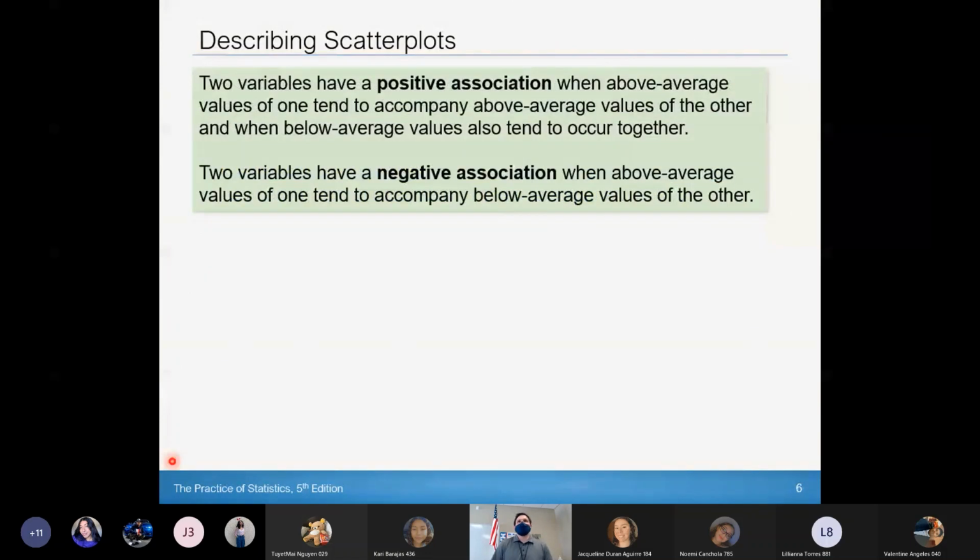Two variables have a positive association when above average values of one tend to accompany above average values of the other, and when below average values also tend to occur together. Two variables have a negative association when above average values of one tend to accompany below average values of the other. So essentially it's a positive association if as one increases, the other increases. Negative association if as one increases, the other decreases.